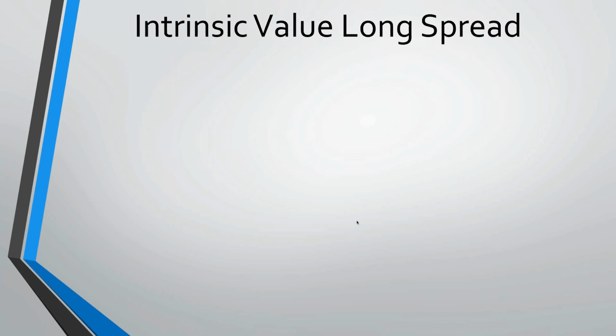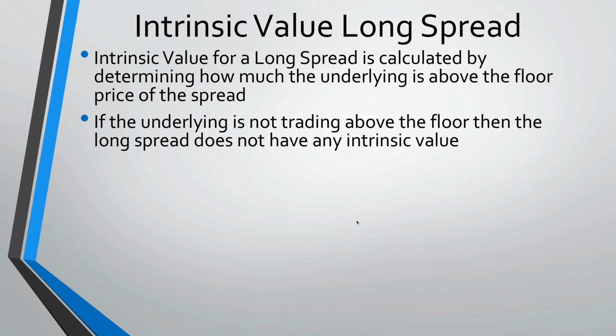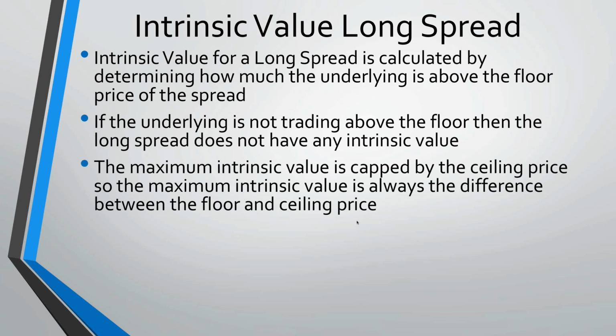Let's take a look at the intrinsic value of a long spread. The intrinsic value for a long spread is calculated by determining how much the underlying is above the floor price of the spread, how much it is in the money. If the underlying is not trading above the floor, then the long spread does not have any intrinsic value. That would be either at or out of the money. It would not have any intrinsic value.